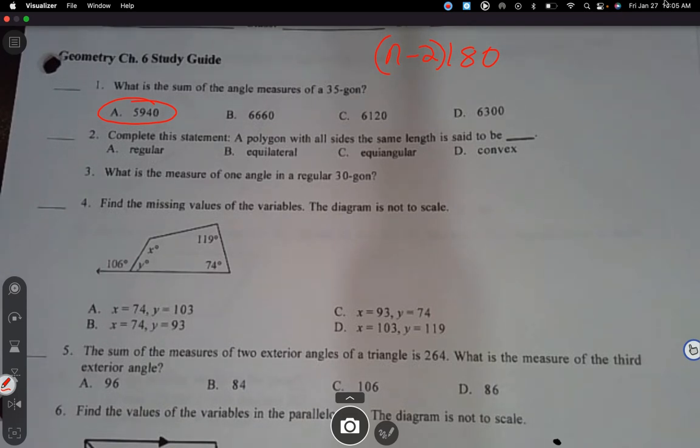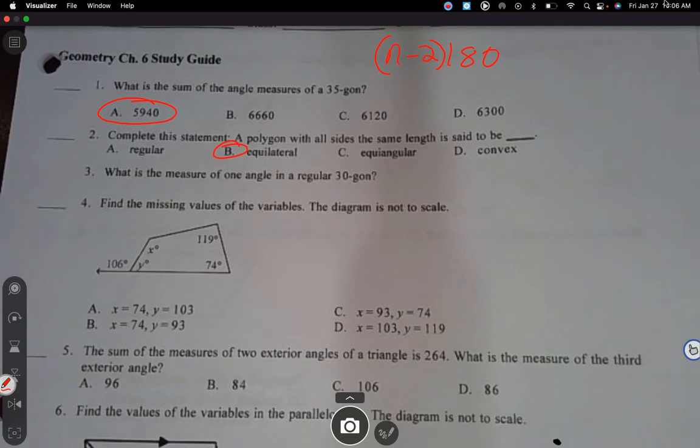Okay, complete this statement. A polygon with all sides the same length is said to be equilateral. What if it said a polygon with all angles the same? Equiangular, that was your answer. What if I said it was both of those? Regular. Convex, we didn't even learn. Okay? Are we good with those?